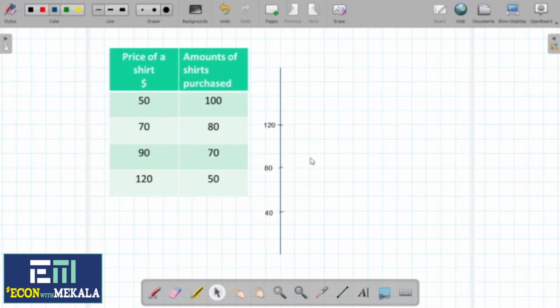Now I have labeled my y-axis, but always remember, you need to customize your y-axis and x-axis according to the demand schedule or the data given in your case study, in your question paper. Students more often forget about this and they just give price and quantity when it comes to graphs. But if you receive data from a case study or from your question paper, you need to customize your y-axis and x-axis accordingly. So for this case study, we have price of a shirt. So let's label the y-axis: price of a shirt.